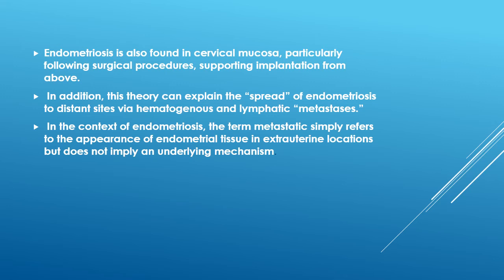Endometriosis is also found in the cervical mucosa, particularly following surgical procedures, and it supports the implantation from the above theory. In addition, this theory can explain the spread of endometriosis to distant sites via hematogenous or lymphatic spread. So, in the context of endometriosis, the term metastatic simply refers to the appearance of endometrial tissue in extrauterine locations but does not imply an underlying mechanism.